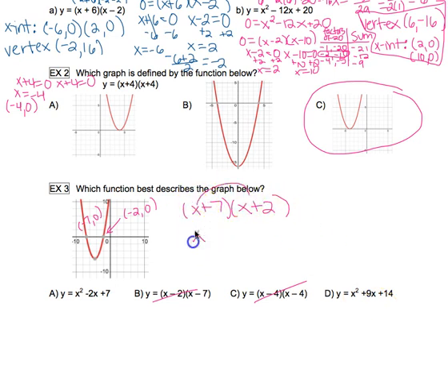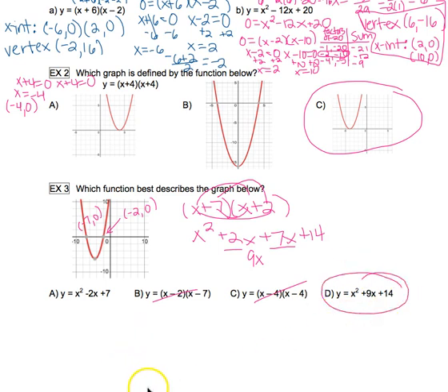I could then multiply these out to see which of these gives me the right thing. So x times x is x squared, x times 2 is 2x, 7 times x is 7x, 7 times 2 is 14. And I see these give me 9x in the middle, and so D would be the correct choice. So again, that's a by hand method.